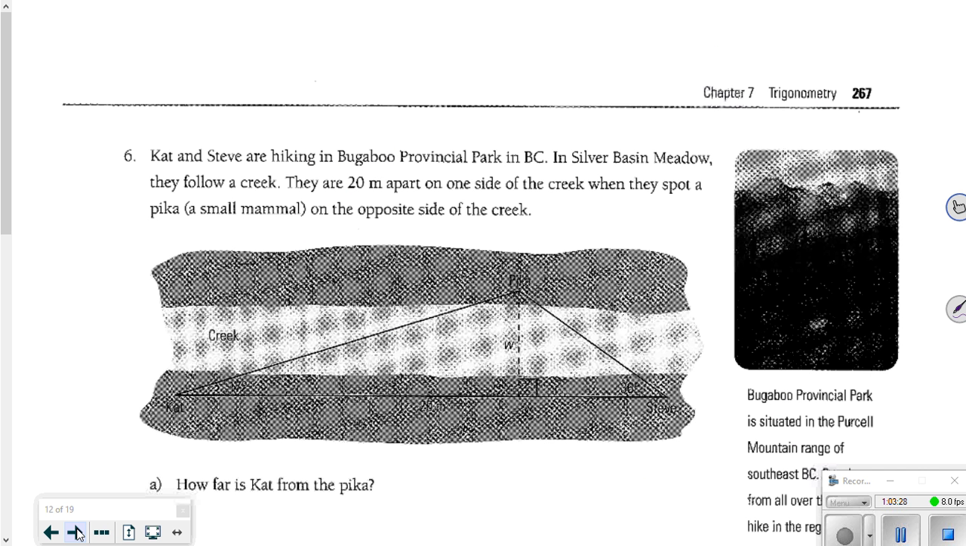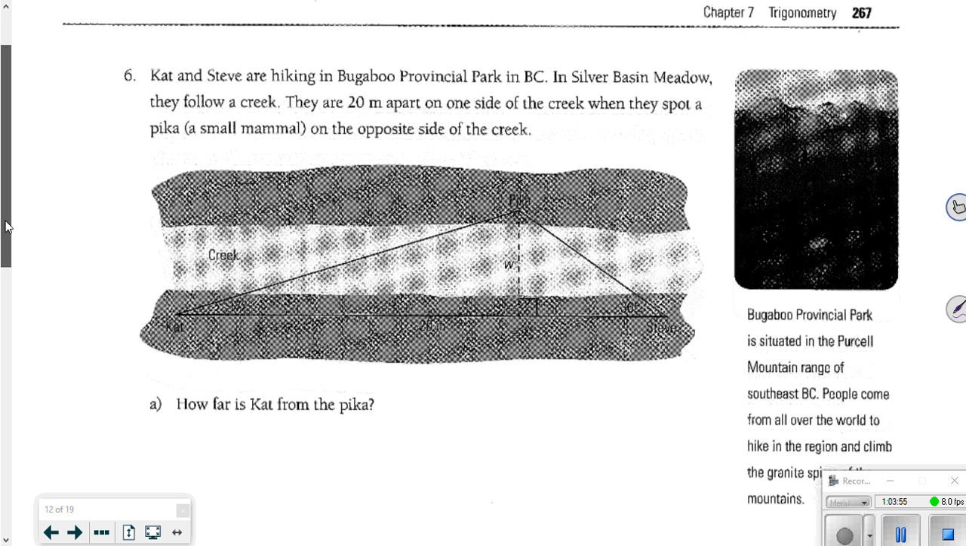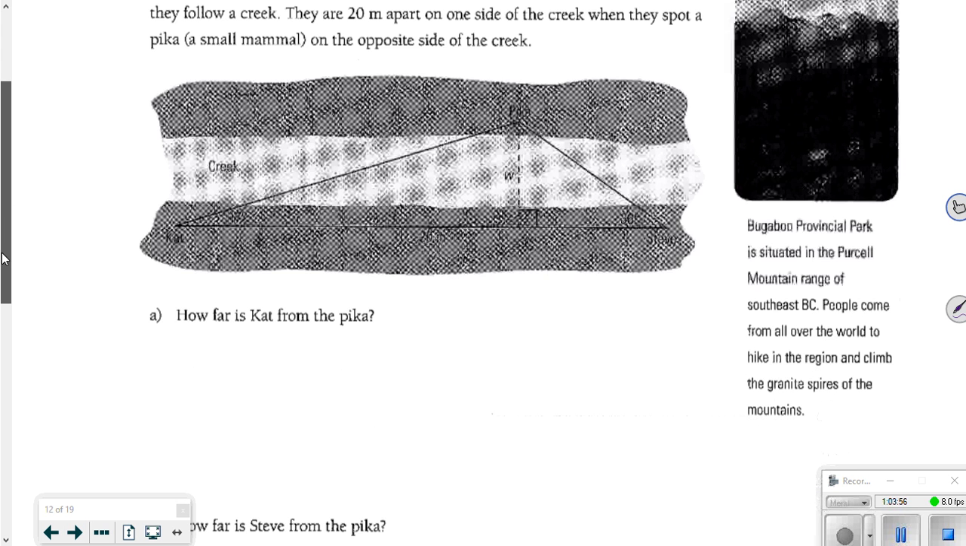The next one, not a great diagram, but luckily you guys have the diagram in your workbook. It says Kat and Steve are hiking in Bugaboo Provincial Park in BC. In Silver Basin Meadow, they follow a creek. They are 20 meters apart on one side of the creek when they spot a pika, a small mammal, on the opposite side of the creek. So how far is Kat from the pika?